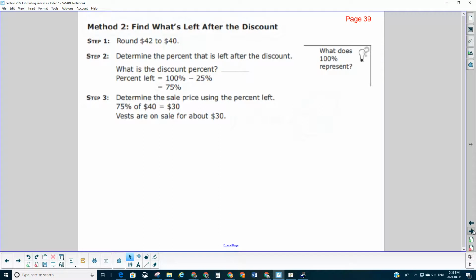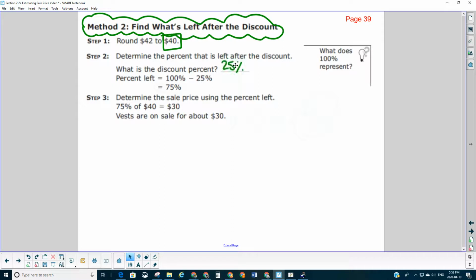Let's look at method 2. It says we're going to find out what's left after the discount. So this is a different way. We're still going to be looking at that vest that was $42, and we're going to round it to $40. Okay, we're going to work with 40. It'll be much easier. Determine the percent that is left after the discount. So the discount, remember, is 25%.